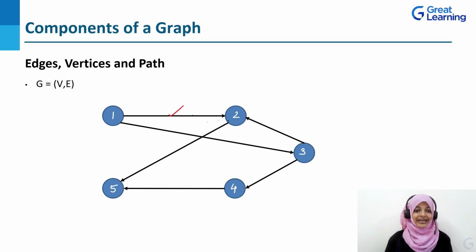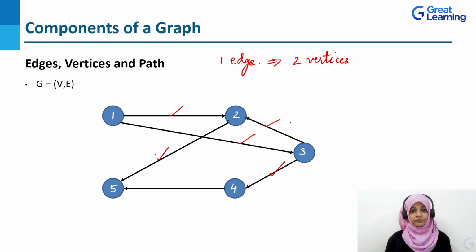Edges are actually the connecting lines which exist between any two nodes of a graph. As you can see, these lines are such that they always connect two nodes or two vertices within the graph. Please note that any one edge will always only exist between two vertices. You can't have one edge going through three vertices at the same time. This is a very important concept, as we'll see further on.